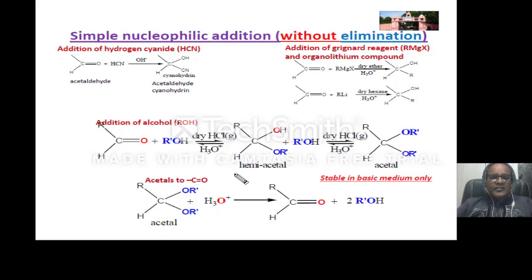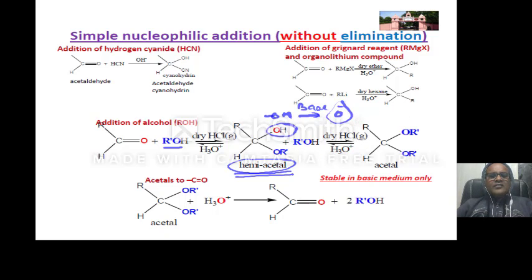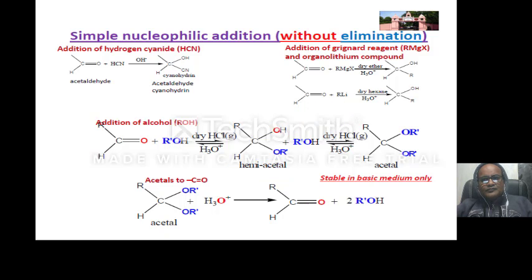What do we call these systems? We call them hemiacetals. This is a hemiacetal, right? Why hemiacetal? Because only one alcoholic group has got attached in the form of alkoxy, and you still have one OH. So this OH, if it is reacting with, say, a strong base, will get converted into alkoxide, O minus, right? And further reactions can take place.